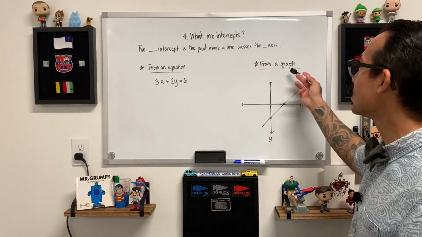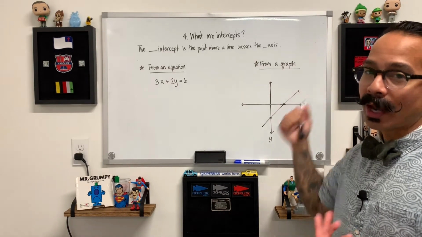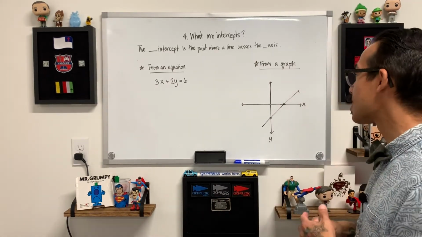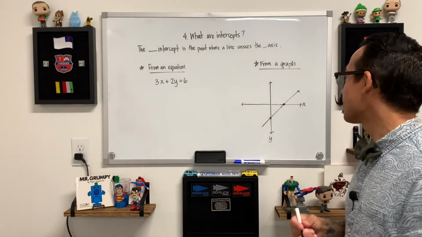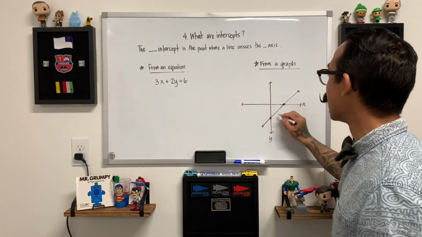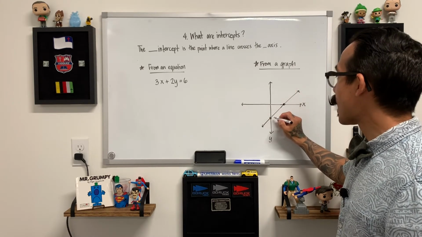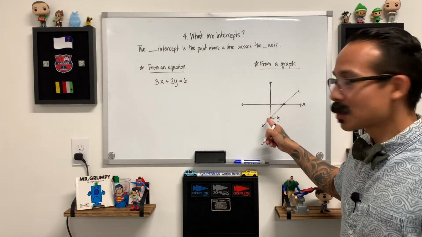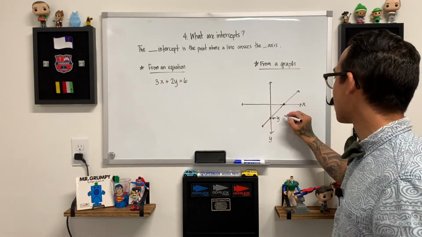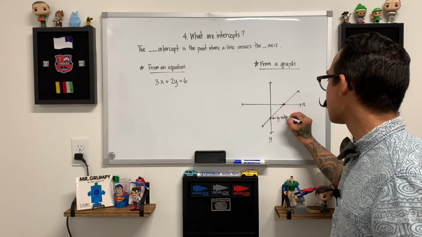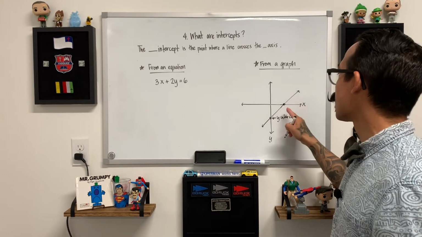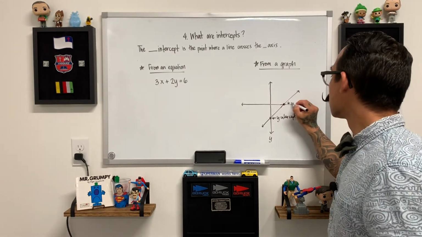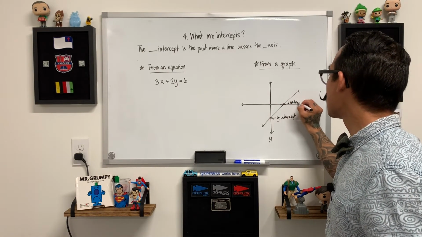From a graph, it's a little easier because wherever that line crosses the x or y axis, well, that's your intercept. So, for example, on this line, the y-intercept will be somewhere in the negatives because it's crossing right here below the x-axis. So our y-intercept is there. Our x-intercept crosses the line here. So that would be our x-intercept.